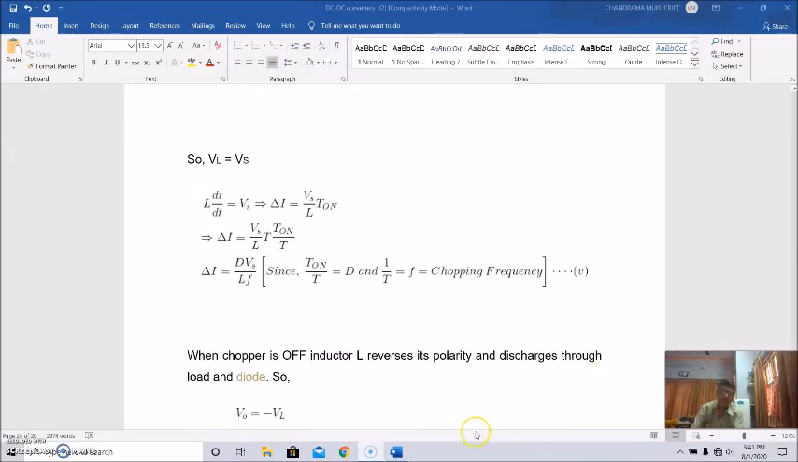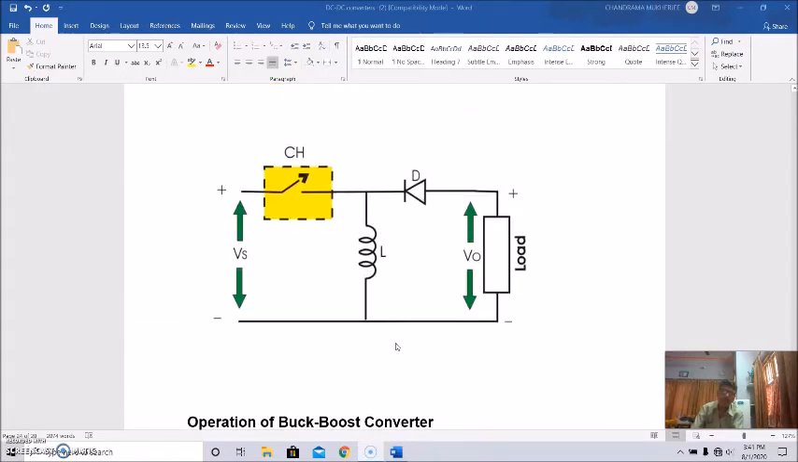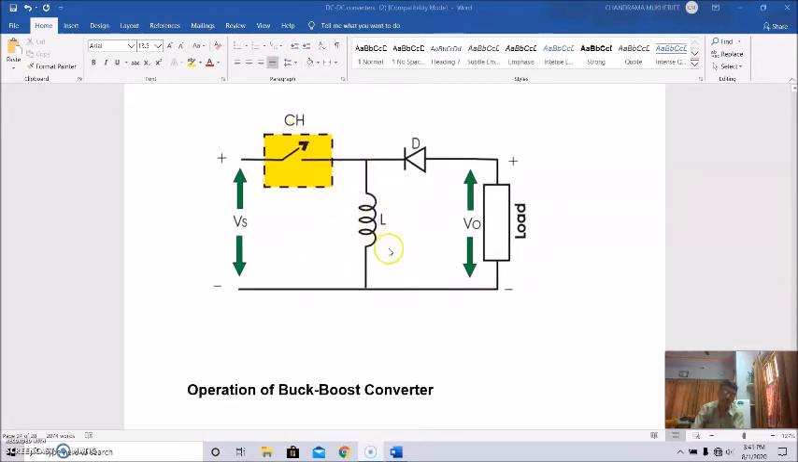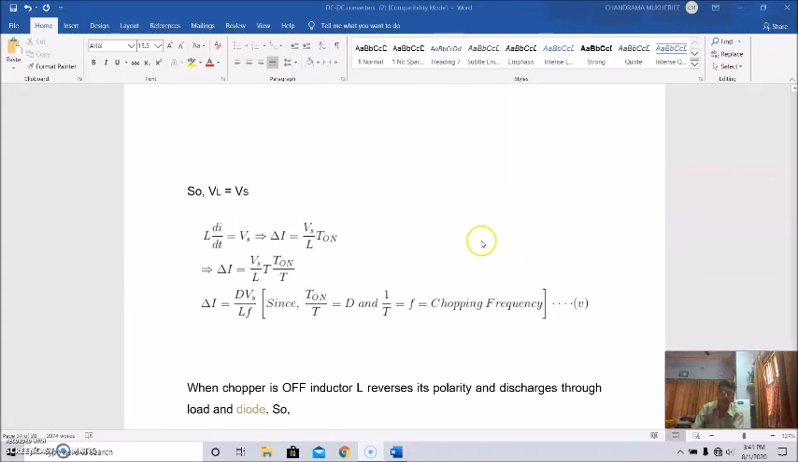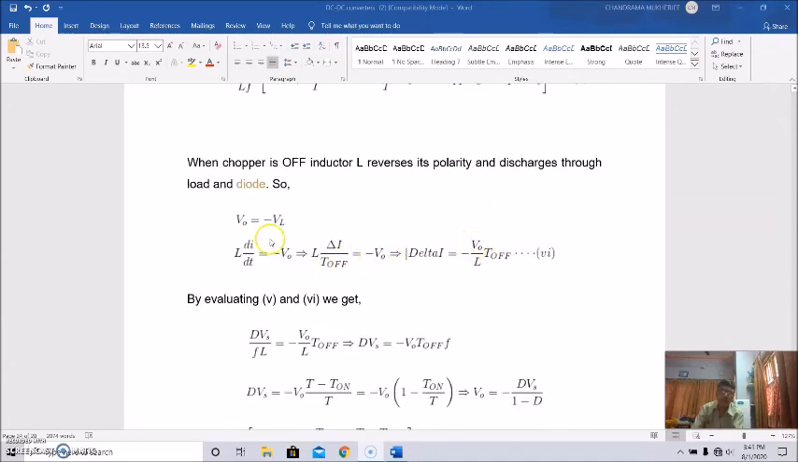Now when the chopper is off, what will happen? The inductor will change polarity, and the current will be flowing through this direction. In that case, VL should be equal to minus VO. So VO equal to minus VL. We can write L di/dt equal to minus VO, where di equal to delta I and dt equal to turn off time. So L delta I by turn off time should be equal to minus VO. So delta I will be equal to minus VO turn off time by L.